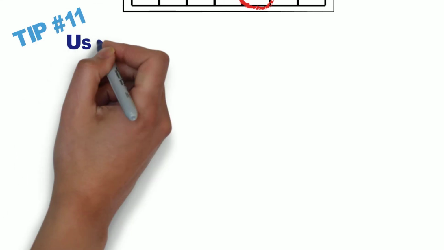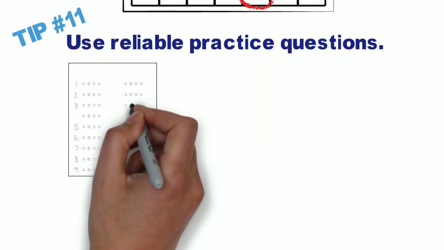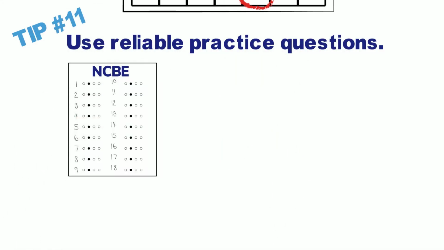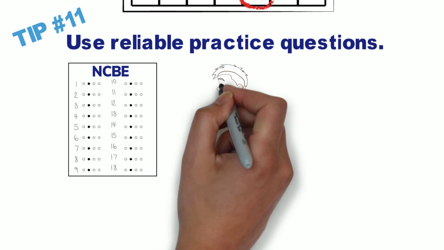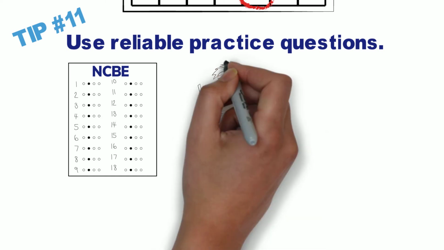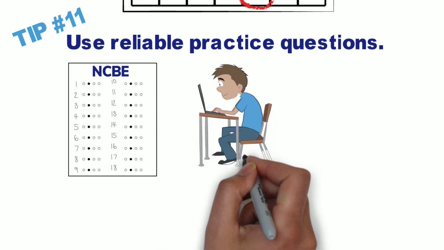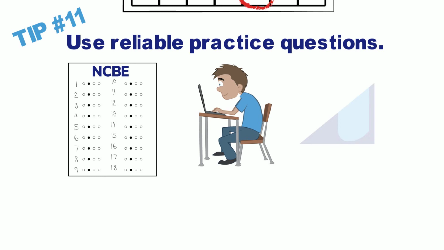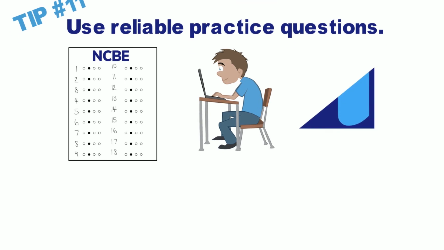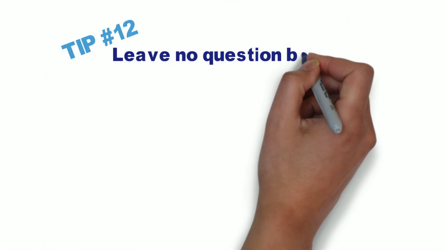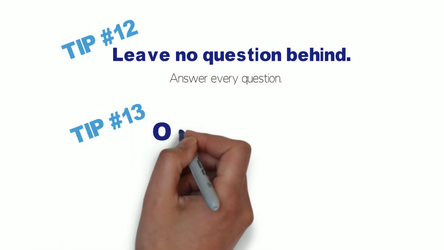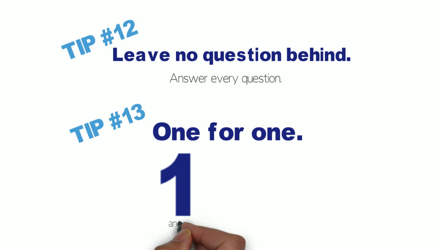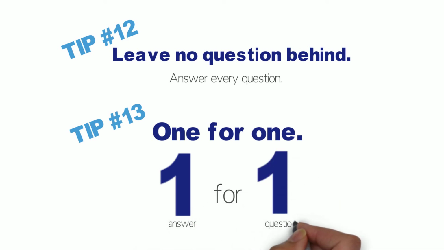Tip number 11, use reliable practice questions. The NCBE, again, the company that makes the UBE, also sells practice questions. They're invaluable. Crushendo has a licensing agreement with the NCBE to use all its practice questions. You can buy directly from the NCBE or you can buy them for cheaper through Crushendo. Tip number 12, leave no question behind. Wrong answers hurt as bad as blanks. Tip number 13, 1 for 1. Choose only one answer per question. If you select multiple, you get no points, period.